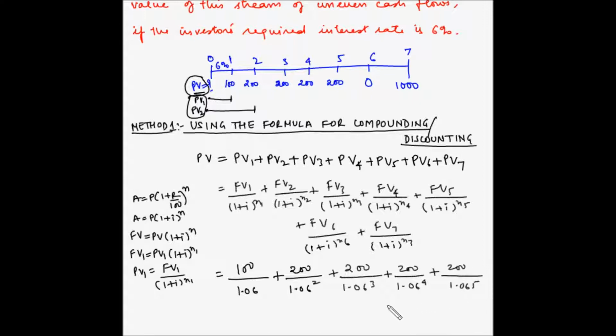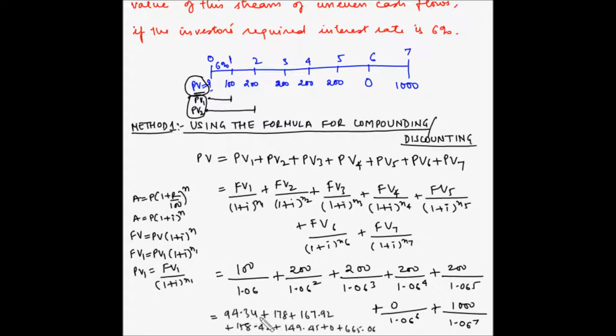plus 0 divided by 1.06 to the power 6 plus 1000 divided by 1.06 to the power 7. So these are the calculations, and the total comes out to be 1413.19 rupees. So basically the present value of this uneven cash flow is 1413.19 rupees.